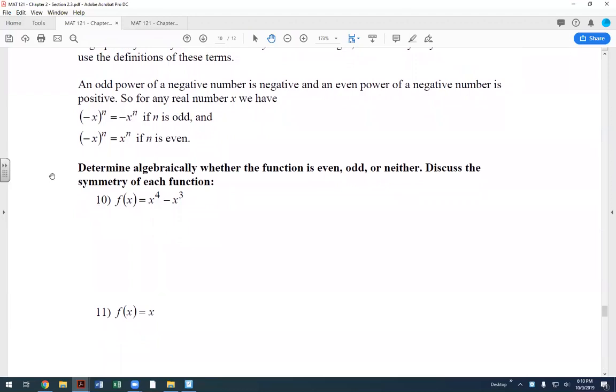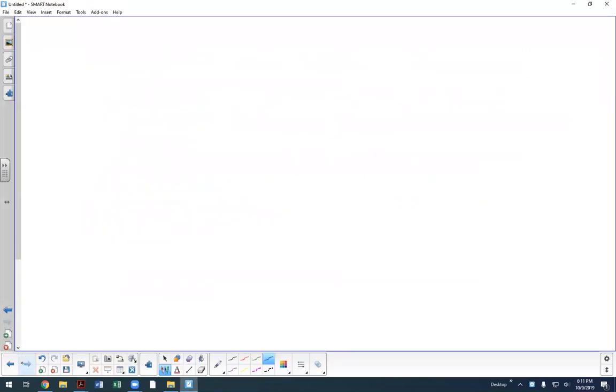They're saying determine algebraically whether the function is even, odd, or neither, and then based on what type of function they are, we can of course talk about their symmetry. So let's go ahead and see what we need to do here for this example. We've got f of x equals x to the 4th minus x to the 3rd.